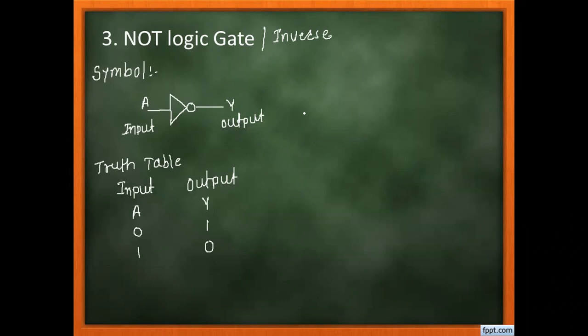And the function of this NOT gate can be expressed in the form of a Boolean equation, and that is nothing but output Y is equal to A bar. And the bar is above the A. It means that this bar symbol, which is above the A, will represent the NOT gate or inverse gate. This is the basic thing about it.